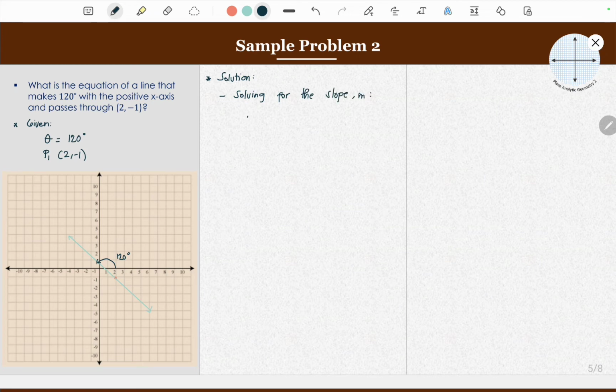Solving for the slope m, we have m is equal to tangent theta, which is equal to tangent of 120 degrees. In your calculator, tangent of 120 degrees is negative square root of 3. Since we have already solved for the slope, we can use the point slope form in order to get the equation of the line.